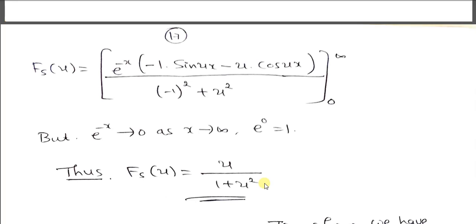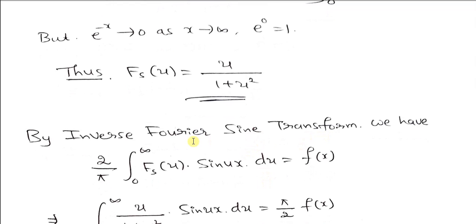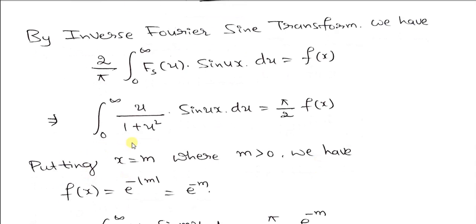Now we have to find the deduction, the evaluation part. As usual, we'll start with the inverse Fourier transform. So what is the inverse Fourier sine transform? First we write down the formula. It is 2 by pi integration 0 to infinity Fs of u into sine ux into du, and the notation is f of x. So substitute the value of Fs of u, that is u by 1 plus u square, sine ux into du. We shift 2 by pi to the RHS, so it becomes pi by 2 into f of x. And to get the required answer, we'll take x as m.